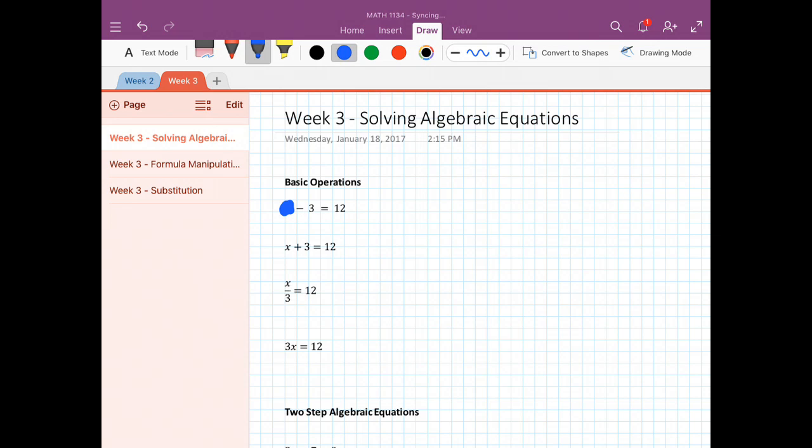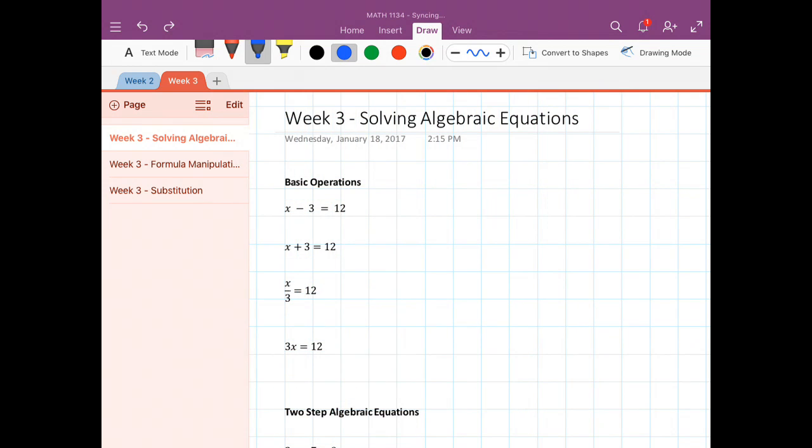And most people say, well, I know that I'm subtracting 3, so I need to add 3 to 12 in order to figure out that 15 is going to be the number there. And you would be right. It would have to be x equals 15. Okay.